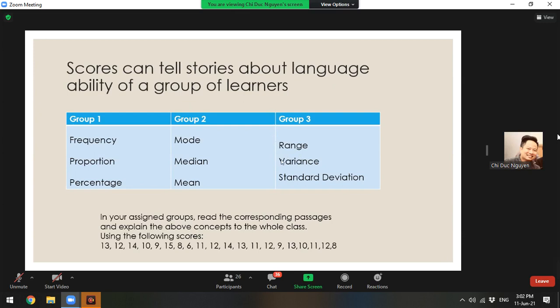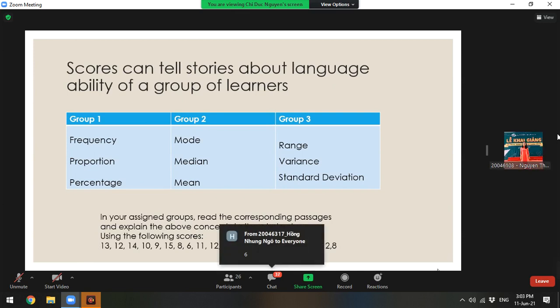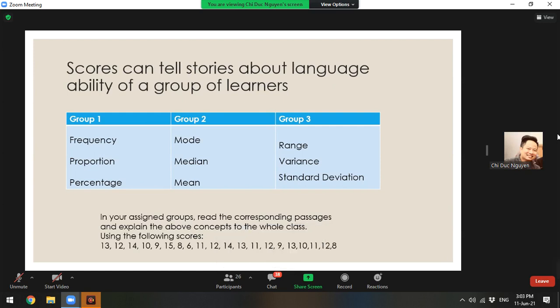Okay, the range is going to be quite easy. The range is going to be the distance from the smallest number to the largest number in the set of data. Now, for example, in this set of data over here, what is the smallest number? Sorry, 6. Okay, you're right. What is the largest number? 15. Okay, so the range is going to be 15 minus 6. So we have the range of 9.